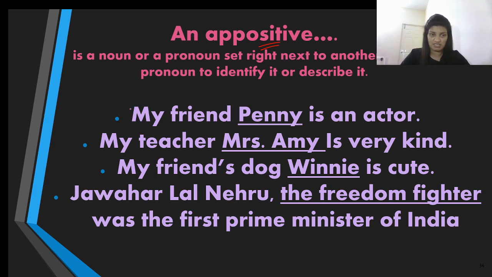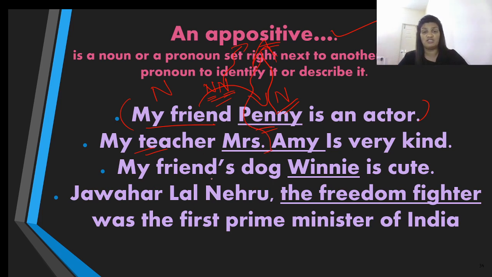The next one is the appositive. Appositive is nothing but, supposing if you take the example here, my friend, which is actually a noun. And what do we have over here? Penny, which is another noun. So we can see that there is a noun and soon after the noun there is another noun. So when you have a noun next to the noun, the second noun is called an appositive. Here Penny is your appositive and here my teacher Mrs. Amy. Mrs. Amy is your appositive. My friend's dog Weenie is your appositive and Jawaharlal Nehru, the freedom fighter, is your appositive. So appositive is nothing but the second noun which comes next to the noun.